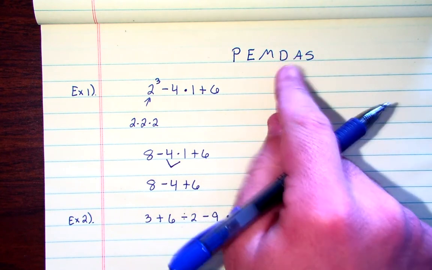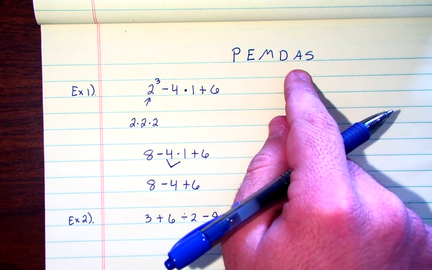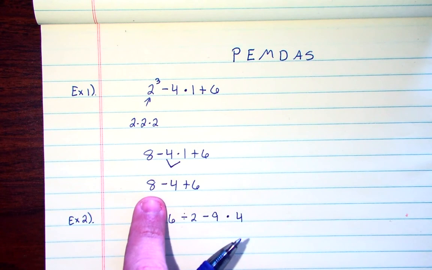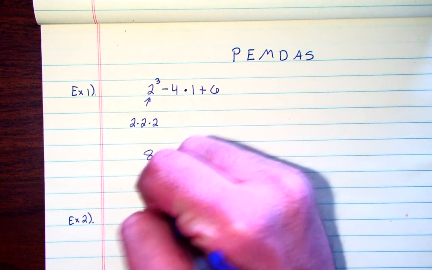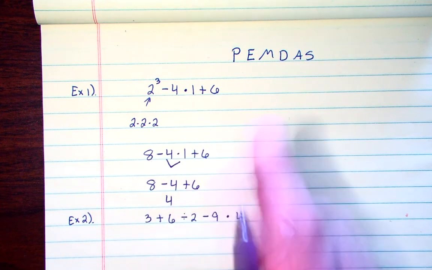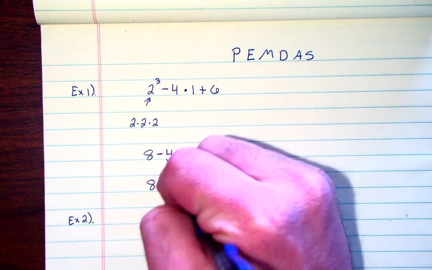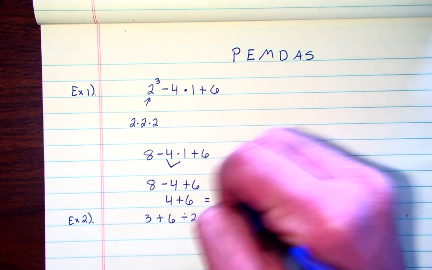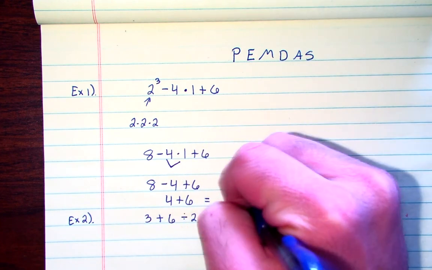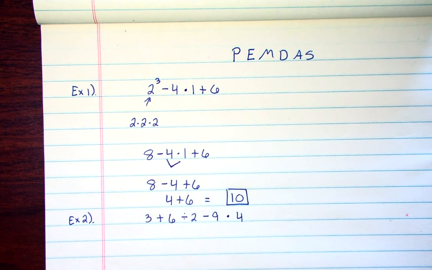Now the last part is add or subtract, whichever one comes first from the left. Well, the first thing we have here is subtraction. So 8 minus 4 is 4. Bring down the plus 6. And what is 4 plus 6? That is 10. Look how easy that was instead of trying to combine 3 or 4 steps. One step at a time. I cannot emphasize that enough.